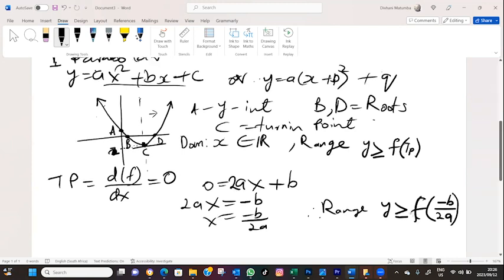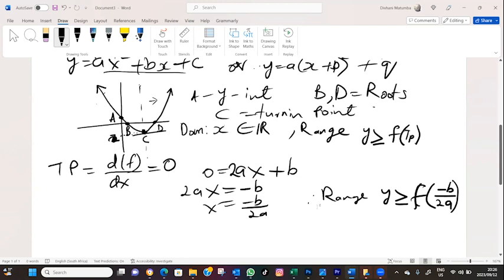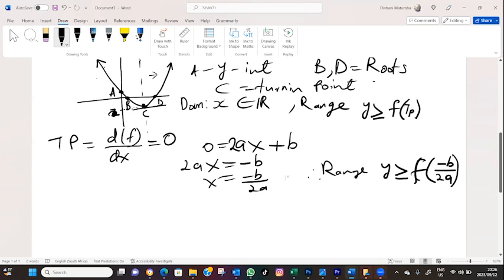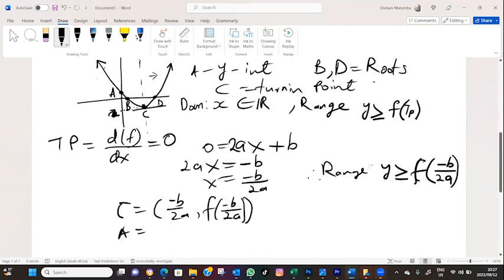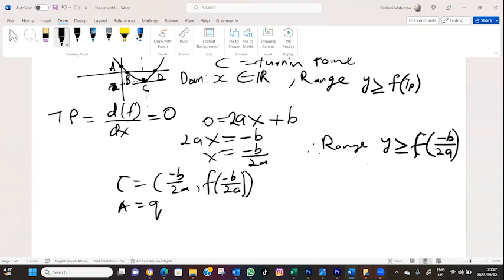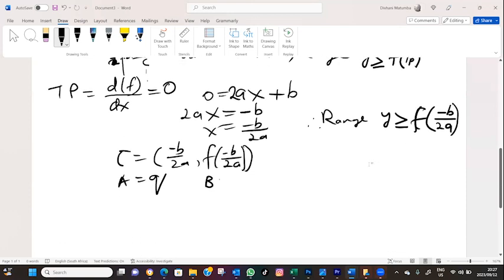Now the question is, what is the value of c? The value of c is given by the y value, where your x value is minus b over 2a. Right. Then your a is given by the value of q. Then your b is given by the roots. It is actually the roots.